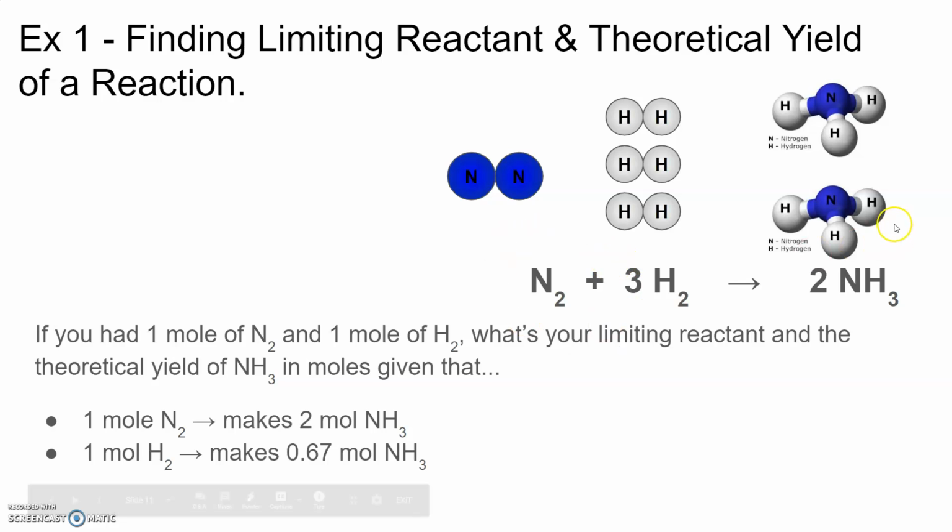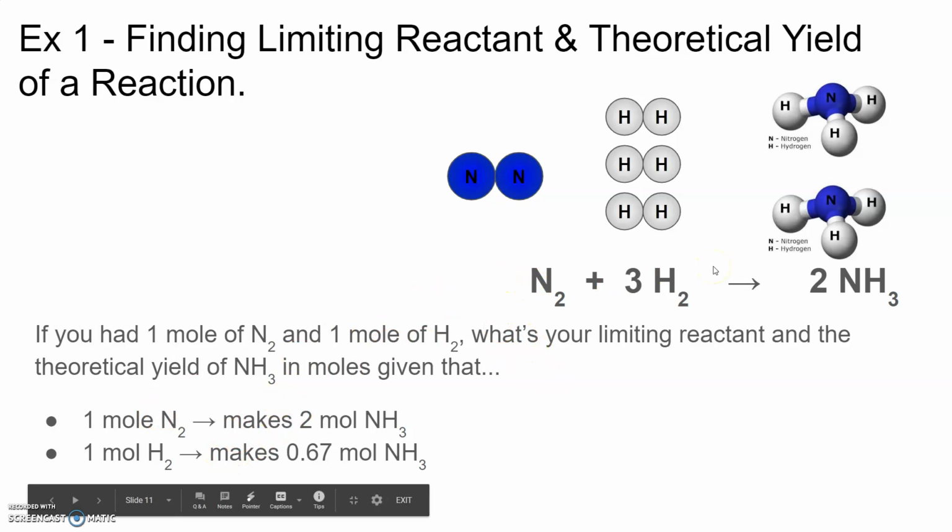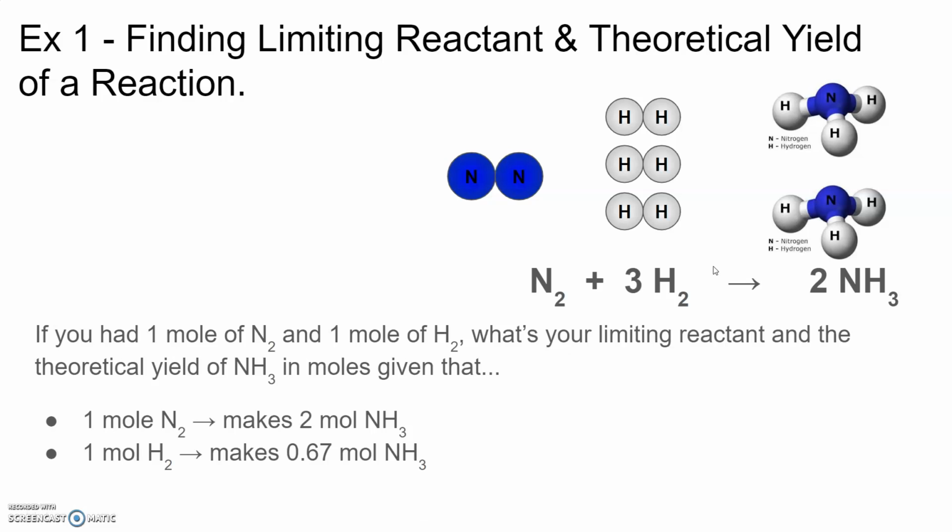First of all, this balanced chemical equation up here is my recipe. It's not what I actually have in my kitchen, let's say, right? It's just what my recipe calls for. My recipe calls for 1 N2, 3 H2, and 2 NH3. But if I go into my kitchen and I see I only have 1 mole of N2 and 1 mole of H2, I just want to know how much I could make with the amounts that I have.